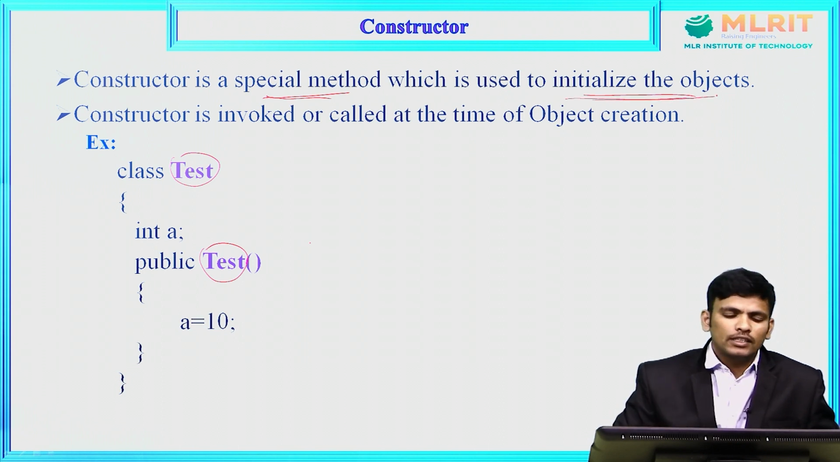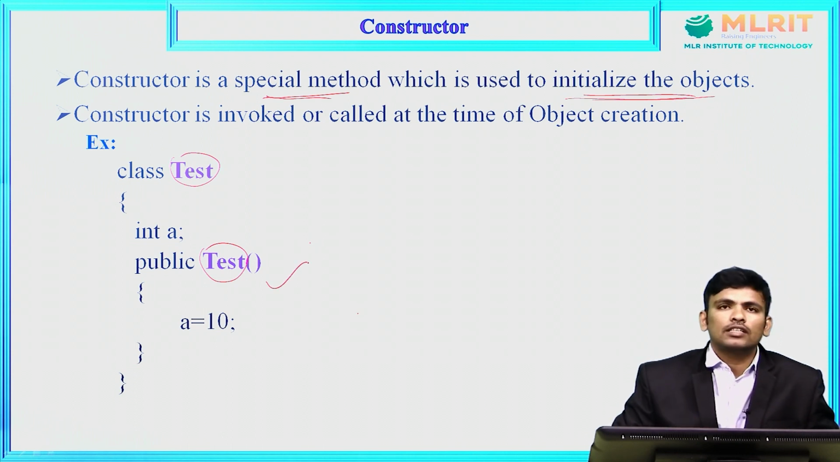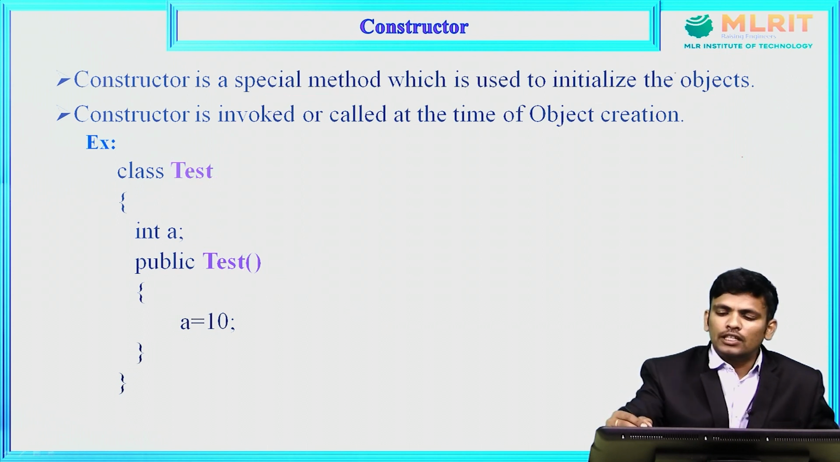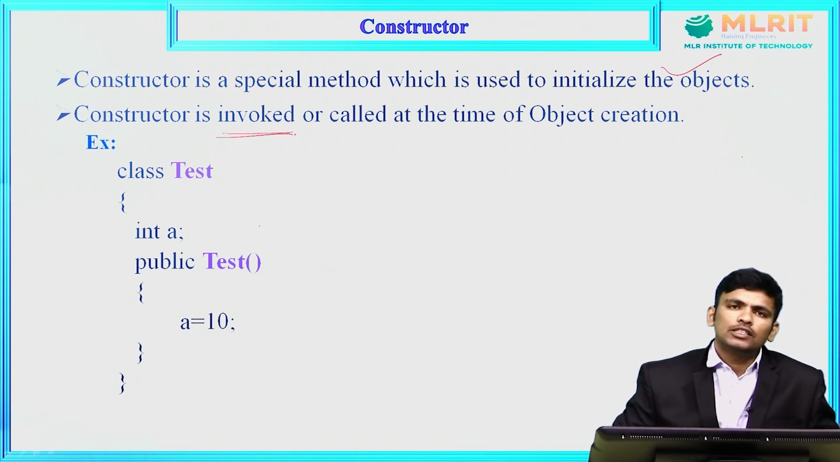The main intention of using the constructor is to initialize the object, whenever you are creating an object. So, during the object creation, this constructor will be called. If you want to initialize the object, the constructor is mandatory. What is the importance of the constructor? It is used to initialize the object, and it will be invoked while object creation.